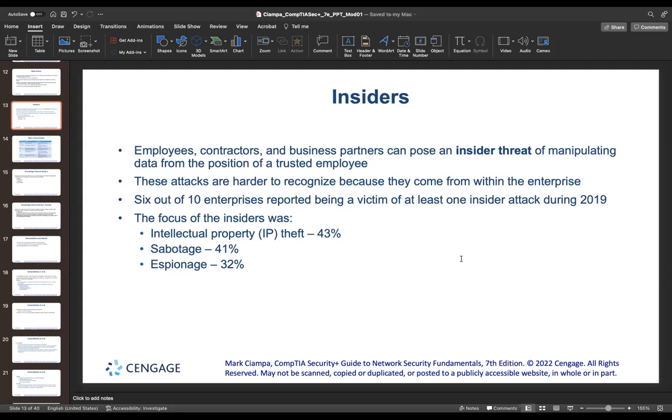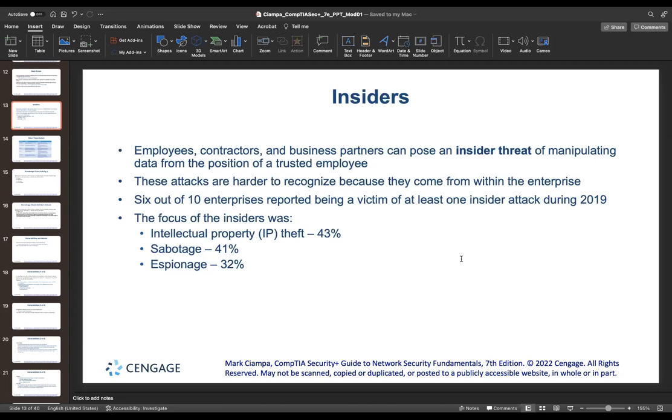So basically, changing the values. Think about it. If I'm, I don't know, in the IRS as an insider threat, I can easily change the values on the tax documents and change a lot of stuff, right?